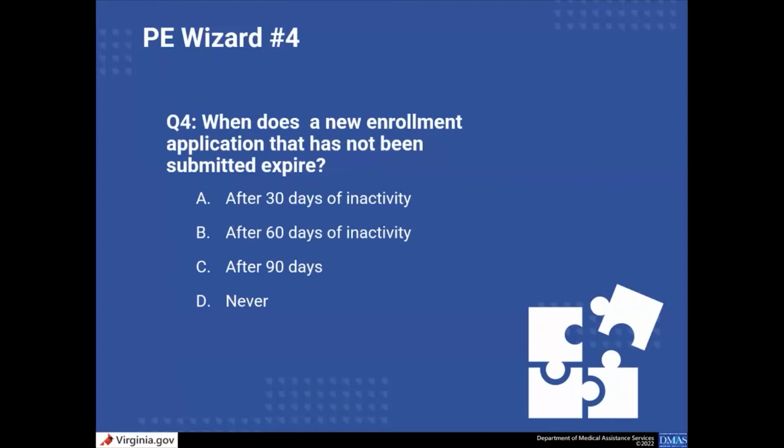Our fourth question: when does a new enrollment application that has not been submitted expire? After 30 days of inactivity, after 60 days of inactivity, after 90 days, or never? The correct answer is after 30 days of inactivity.